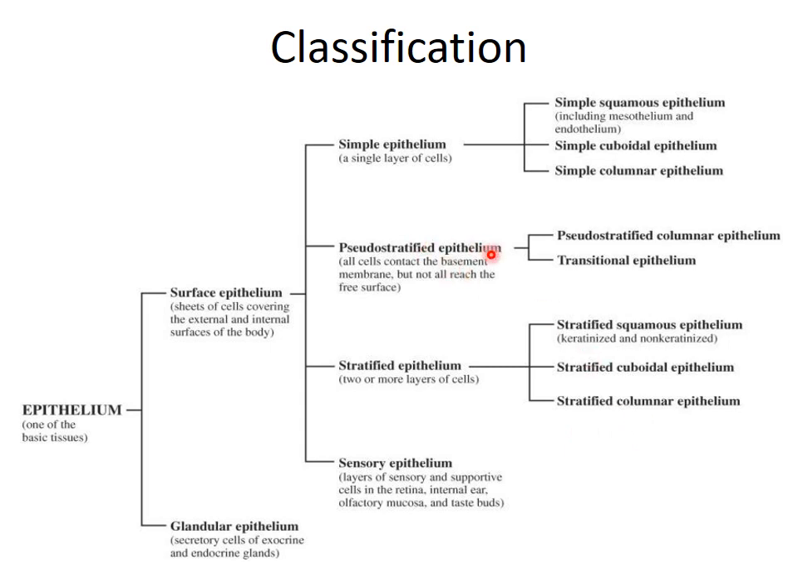The pseudostratified epithelium comes in between, which is the pseudostratified columnar epithelium. It is a special variety because it does not fit into the simple epithelium and also not into the stratified, and it gives a false appearance of being stratified. The transitional epithelium is a variety of the stratified epithelium, and we'll discuss it in the stratified variety. Then there are certain special epithelia, the sensory epithelium, which performs specialized functions, like the layers of sensory and supportive cells in the retina, internal ear, olfactory mucosa, and taste buds.